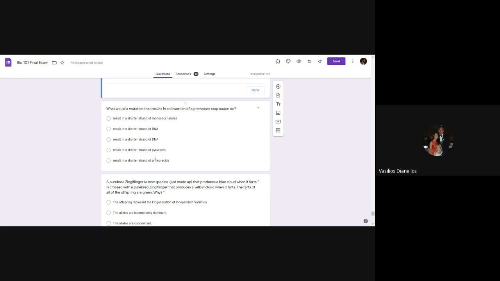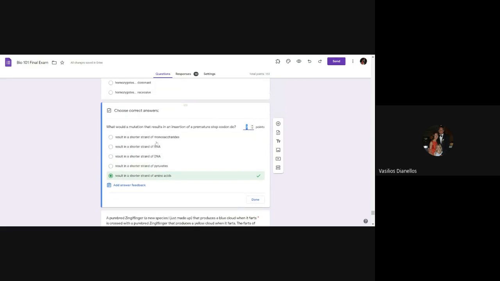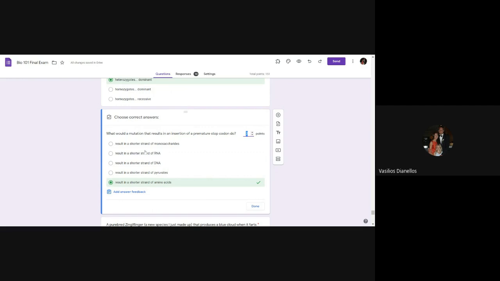Results in a shorter strand of amino acids. That is the correct answer. But partial credit, at least if you guess shorter strand of RNA or DNA, because, again, at least that's in the same discussion. Pyruvates, first of all, we never even talked about strands of pyruvates. And second of all, pyruvates have nothing to do with this discussion, not even that same exam. And then, of course, same thing with monosaccharides. So, yeah, partial credit if you got anything to do with RNA or DNA.